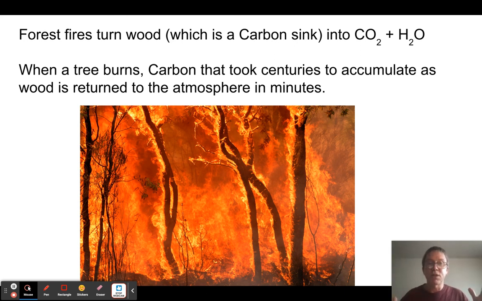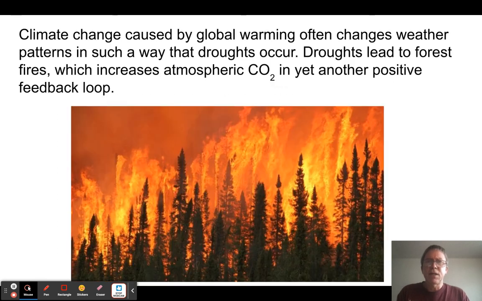So if you think, we have a forest that's been collecting carbon out of the atmosphere for thousands of years, and now we release it in one forest fire right back into the atmosphere in just a matter of minutes, hours, days, right? So forest fires are a significant source of carbon dioxide being added to the atmosphere. And again, you're not going to be surprised if you think this one through.